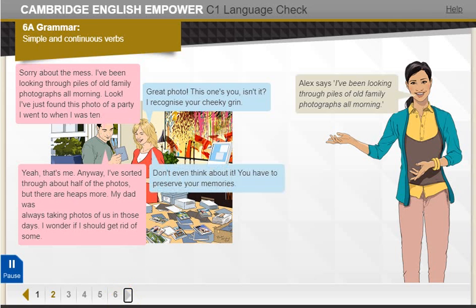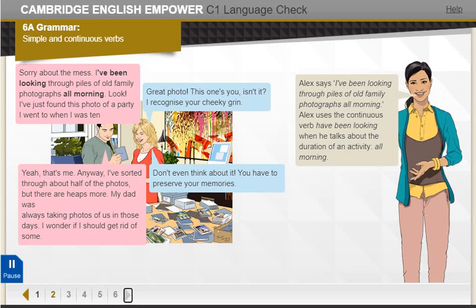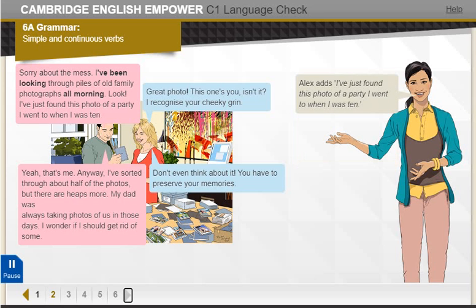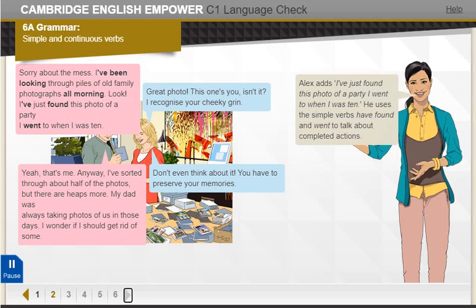Alex says, I've been looking through piles of old family photographs all morning. Alex uses the continuous verb, have been looking, when he talks about the duration of an activity, all morning. Alex adds, I've just found this photo of a party I went to when I was 10. He uses the simple verbs have found and went to talk about completed actions.